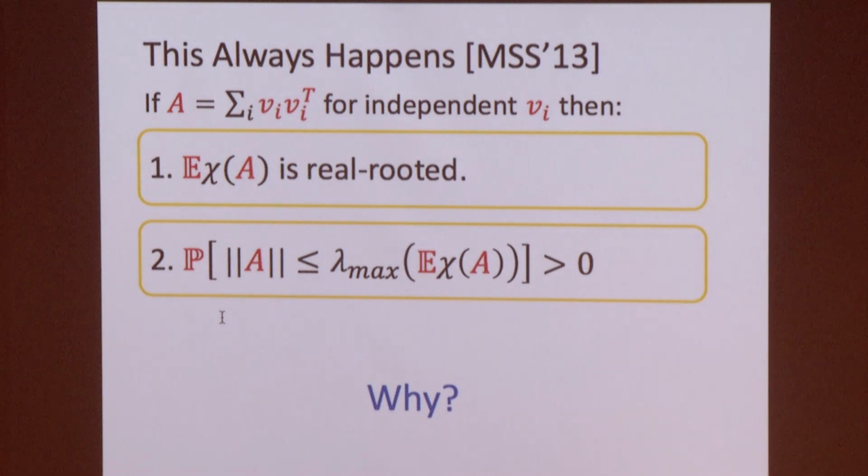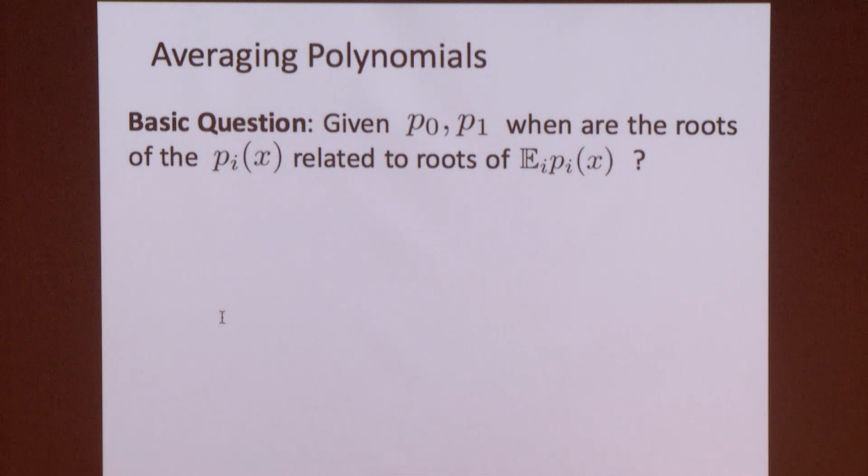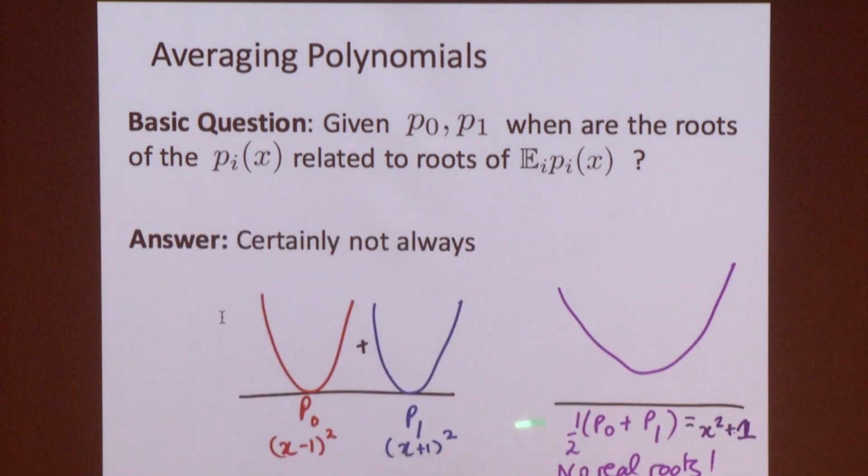To understand this, let's just ask the basic question. If you have two polynomials with real roots, when does the sum have real roots? Or when does the average have real roots? I'm using this to refer to the average. So when does the average of two polynomials have real roots, and when are they somehow related to the roots of the individual polynomials? This is some sort of very elementary question. So not always. Here's a standard example of why not. If you add these two real-rooted polynomials, you get something with pure imaginary roots. So in general, nothing happens.